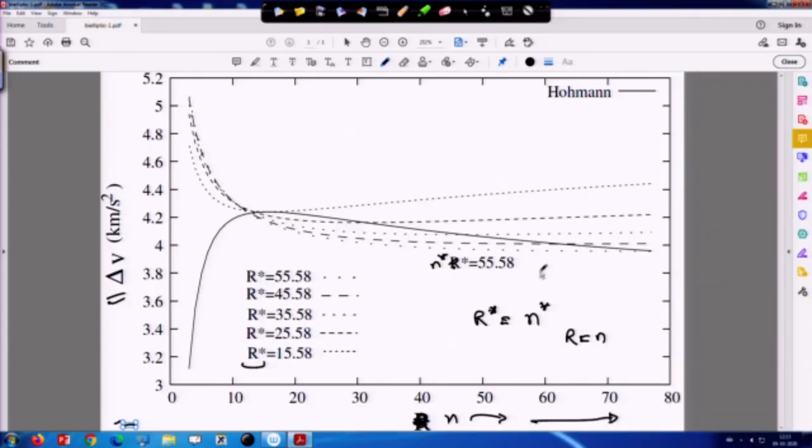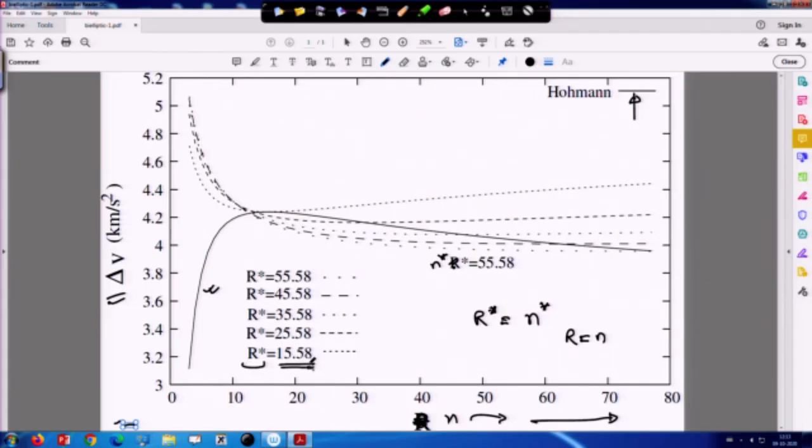This is the solid line as it is shown here, the solid line stands for Hohmann transfer. So, this is for Hohmann transfer. Okay. And dotted lines are for the bielliptic transfer. Now, out of that, first I have done for 15.58. So, 15.58, what is that value?